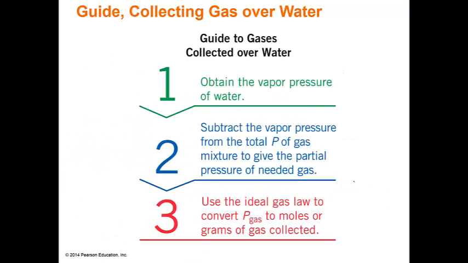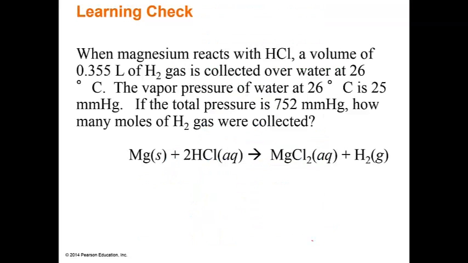So we need to obtain the vapor pressure of water, subtract the vapor pressure from the total pressure of the gas mixture to give the partial pressure of the needed gas. Use the ideal gas law to convert pressure of gas to moles or grams of gas collected. All right, so how do we do this?